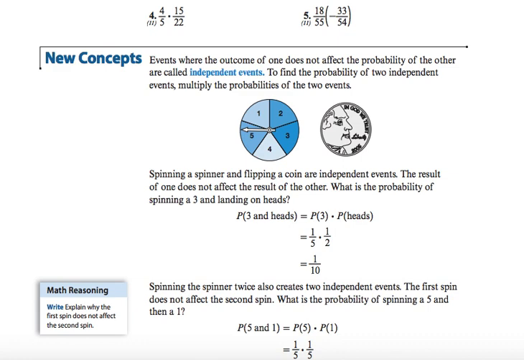Example 3, we're going to calculate probability of dependent events. And then in example 4, we're going to calculate odds. In example 5, we're going to solve multi-step problems involving probability. We'll wrap it up by looking at our lesson practice, so it'll hopefully help you with your assignment.